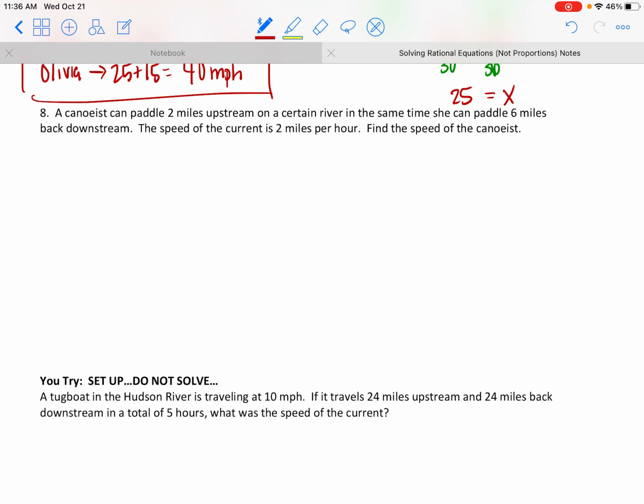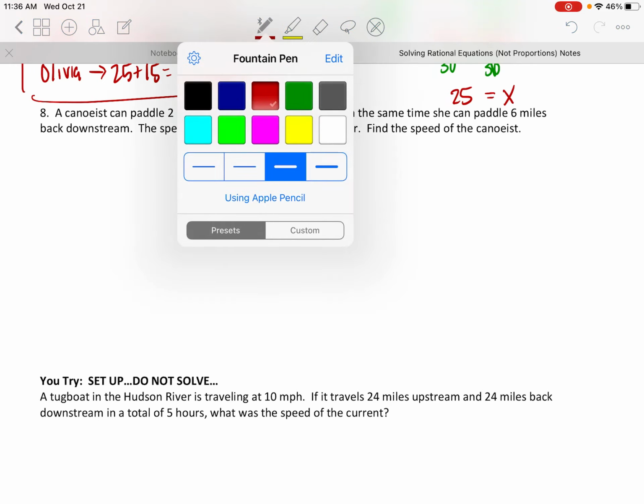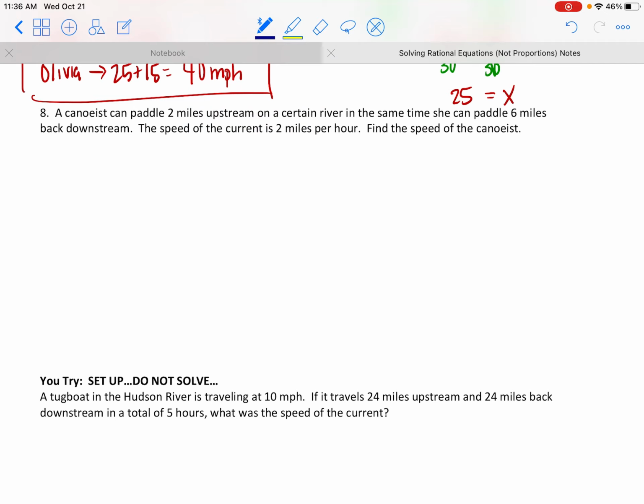If 40 mile per hour traveling Olivia wasn't enough excitement for you, you've got a canoeist in this next problem. So a canoeist can paddle 2 miles upstream on a certain river in the same time that she can paddle 6 miles downstream. So notice in the last problem it was 2 people. Here it's 1 person, but there are 2 trips. 1 trip upstream, 1 trip back down. It says the speed of the current is 2 miles per hour, and we're trying to find the speed of the canoeist.